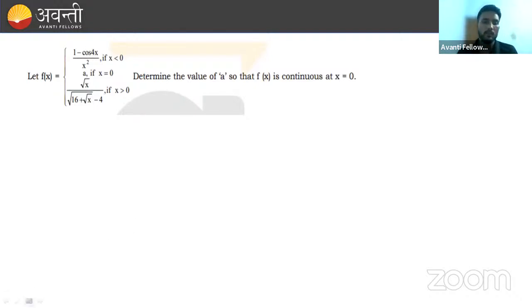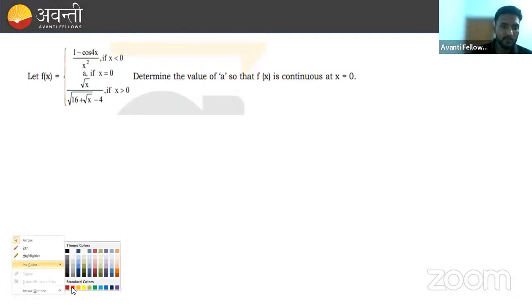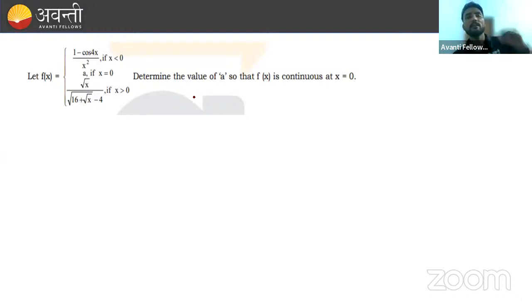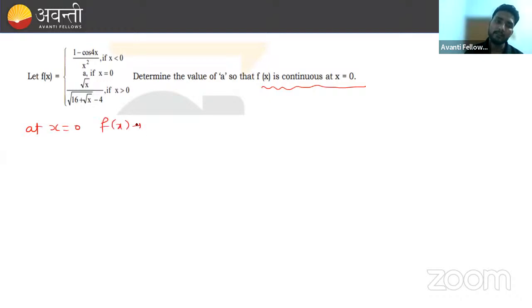Okay, you can see here what it is saying, that determine the value of a so that function is continuous at x equals to 0. This kind of problem will come in your JEE exam. They already said that if function is continuous at x equals to 0, f of x is continuous. So find the value of a. So what we have got from here, if it is continuous, then definitely LHL will be equals to RHL, and it will be equals to f of 0.